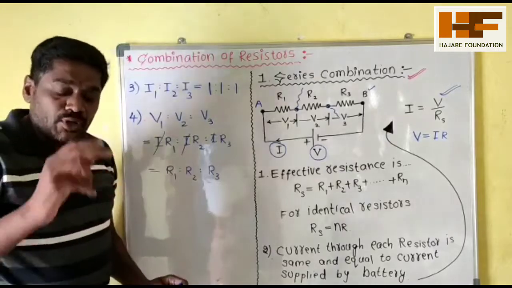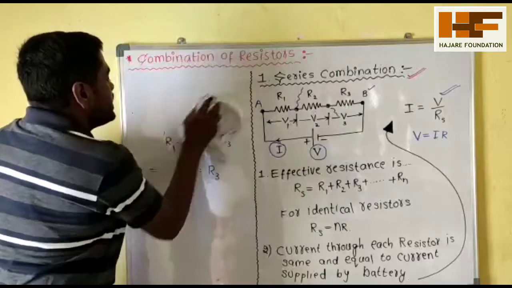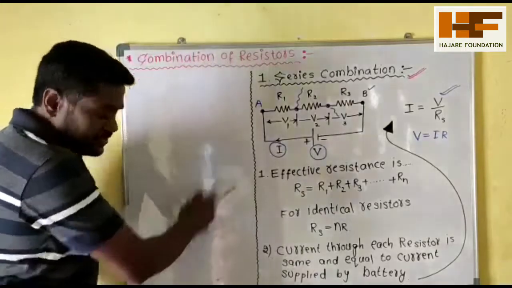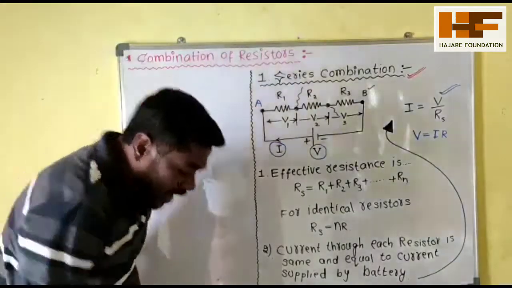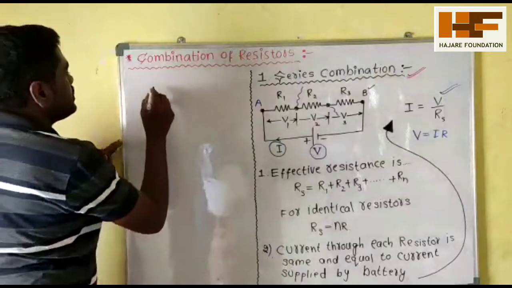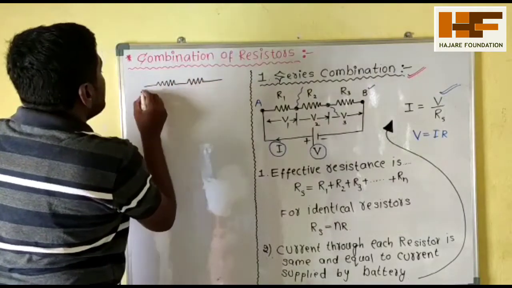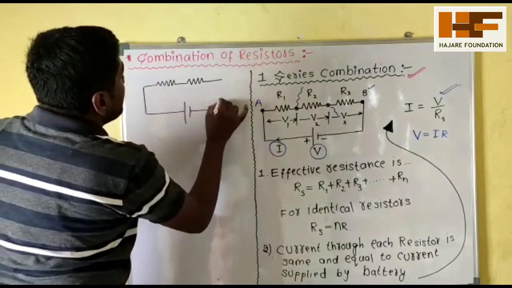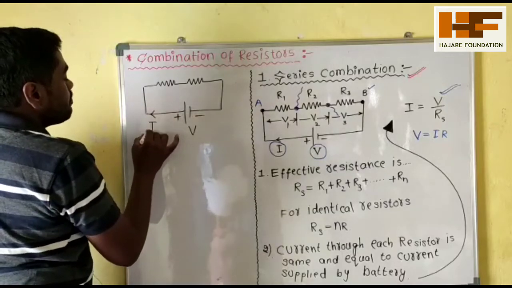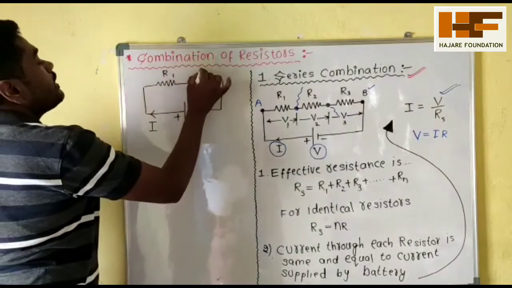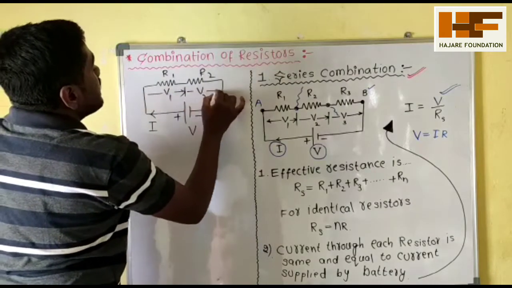Now, for example, let us take a two resistance system. This is the first resistance and this is the second resistance. This is the battery, the battery voltage is V, this is plus, this is minus, and the battery supplies some current. This is R1 and this is R2, this is the voltage across the first one, and this is the voltage across the second one.